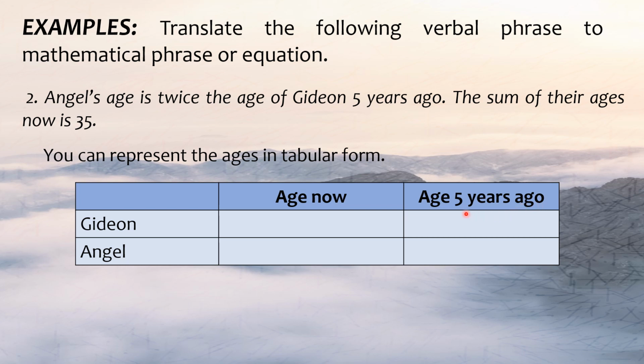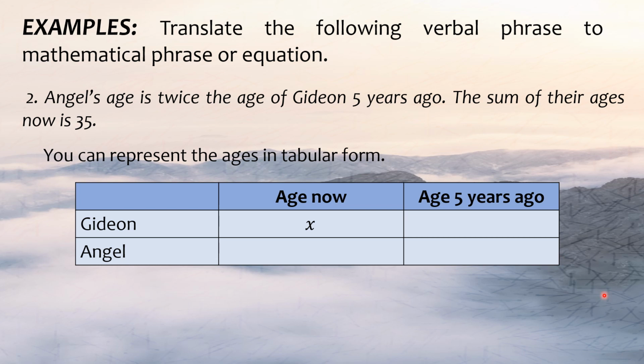Bakit tayo naglagay ng column para sa age 5 years ago? Dahil kasama siya doon sa verbal phrase. So, sabi dyan, Angel's age is twice the age of Gideon 5 years ago. So, ibabasa natin yung ating terms or expressions kay Gideon. So, let us assume that the age of Gideon now is the variable x. And then, since ang nakalagay dyan is age 5 years ago, ibig sabihin noong nakaraang 5 taon.